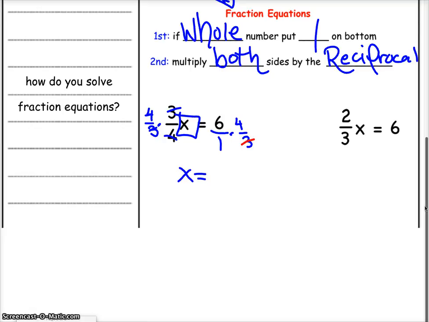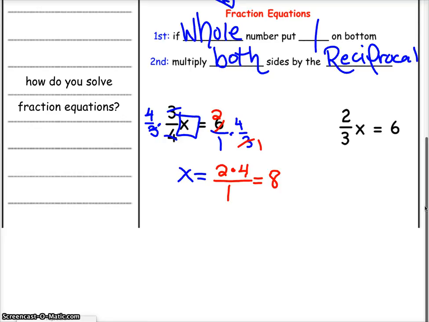Cross simplify. X is equal to top times top over bottom times bottom, which is just 8. So I put a 1 for the whole number and times through by the reciprocal.